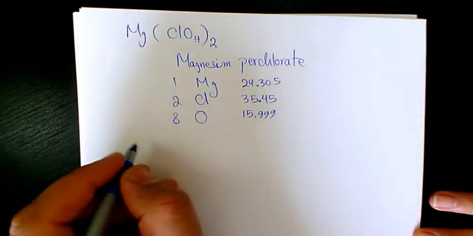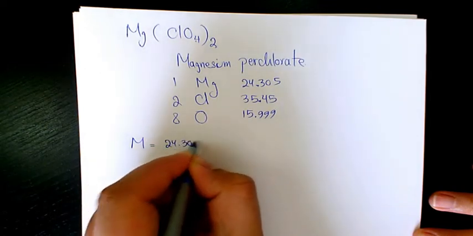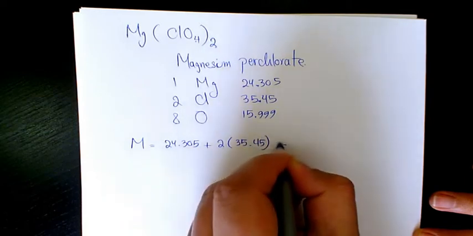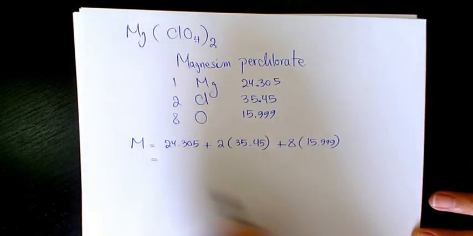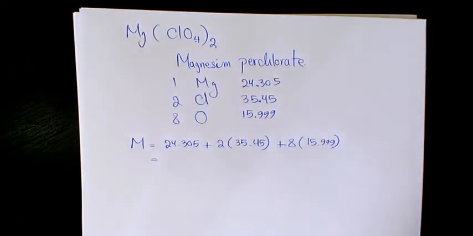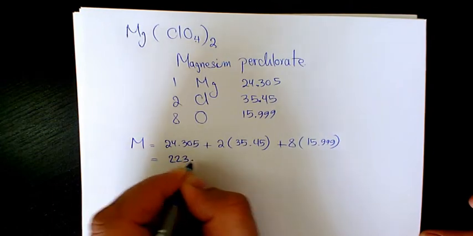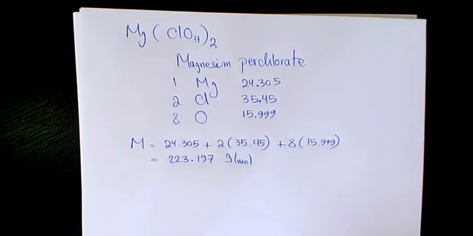So we have molar mass 24.305 plus 2 times 35.45 plus 8 times 15.999. So that's going to be 223.197 grams per mole. That's the molar mass of magnesium perchlorate.